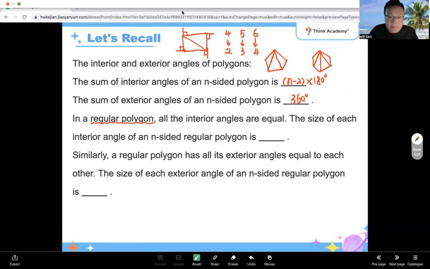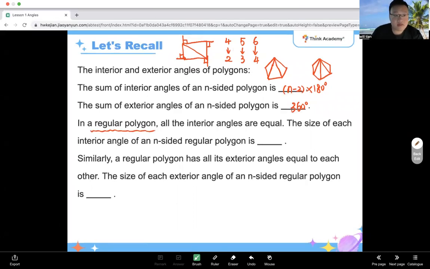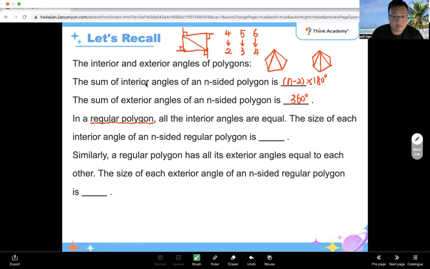Let's see. Nathan, can you tell us why is that? What is regular? Can you unmute yourself? Just raise your hand. Can you tell us what a regular polygon is? Yes, Heather, what do you think? How about now, guys? I think now you can unmute yourself.